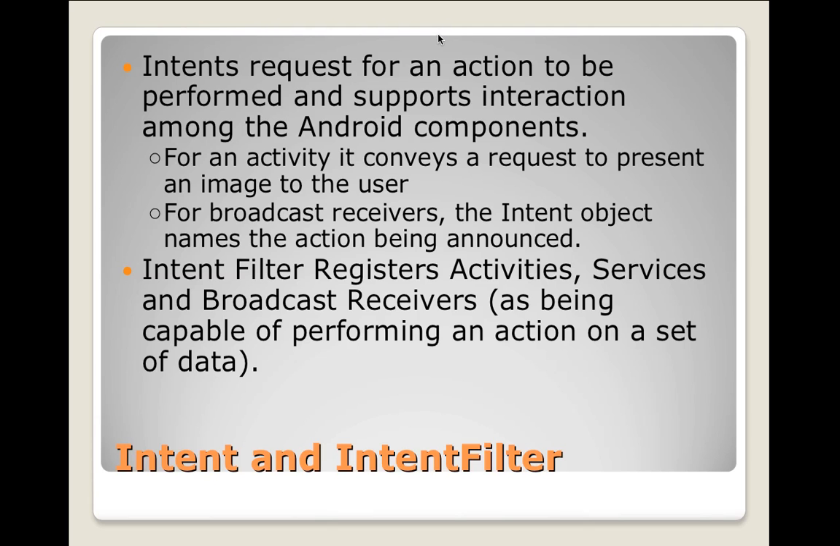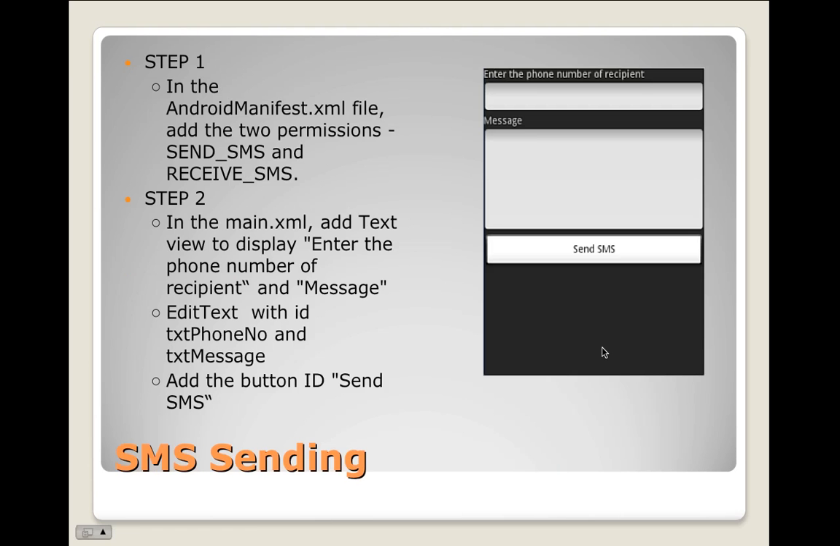We have broadcast receivers, where the intent object names the action being announced. And the example I'm going to give you is going to use a broadcast receiver, actually. So the intent filter registers the activities, the services, and the broadcast receivers as being capable of being performed on a set of data. And we have to set a permission that allows us to use it, so we have to set a receive SMS or a send SMS type of permission in the manifest as well.